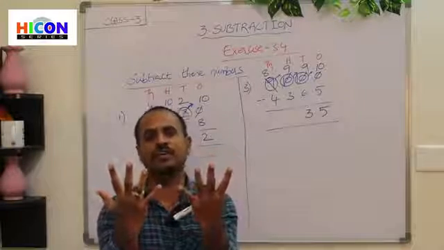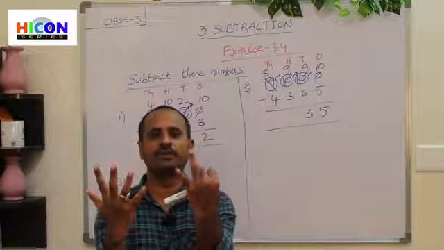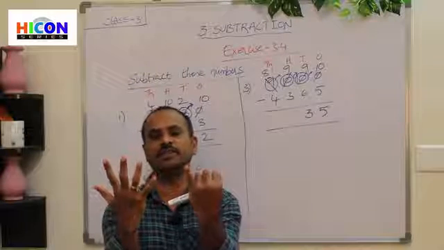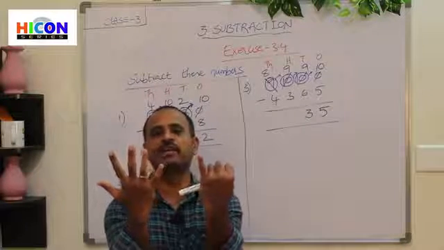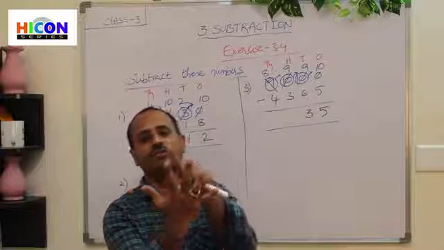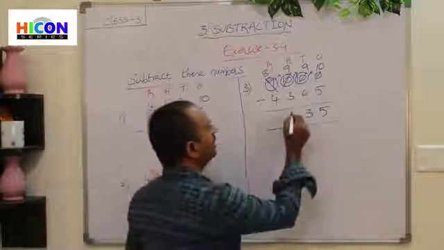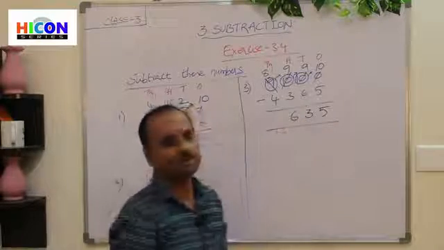So close 3 fingers among these 9 fingers. 1, 2, 3. So these are the 3 fingers. How many fingers are remaining? Remaining there are 1, 2, 3, 4, 5, 6. So there are 6 fingers remaining. So write 6 under the hundreds place.